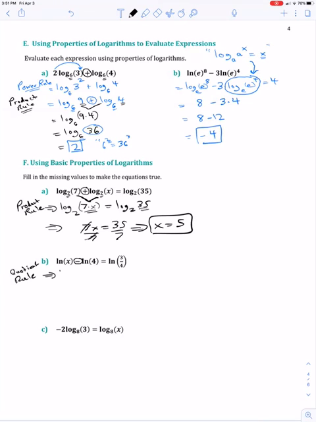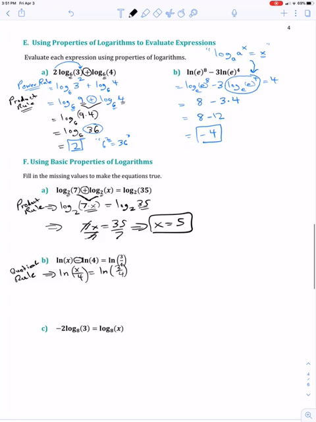So using the quotient rule, this is the natural log of x divided by 4 equal to the natural log of 3/4. So that implies x over 4 must equal 3 over 4, so x has to equal 3. So we can see our solution in one step using that quotient rule. All right, let's go to our next example.